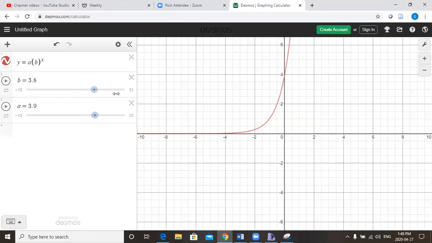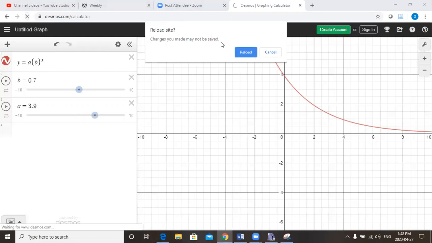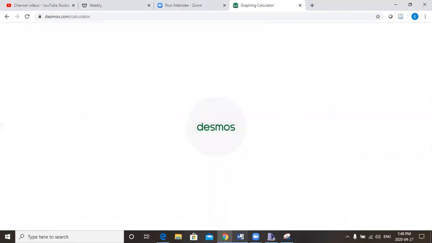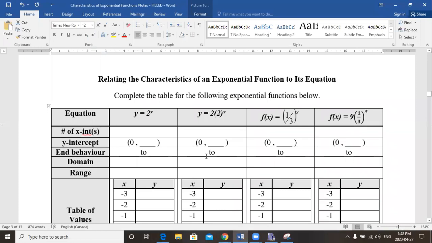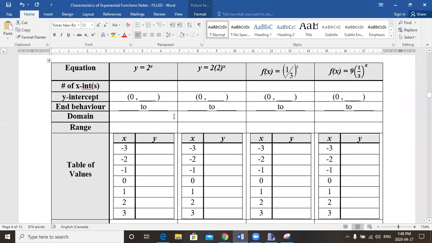It is either increasing if the base is bigger than 1, or it's decreasing if the base is between 0 and 1. Okay, so again, this is the same as before. We're just going to plug these exponential equations into Desmos and get all the different information: the number of x-intercepts, the y-intercept, the end behavior, domain, and range.